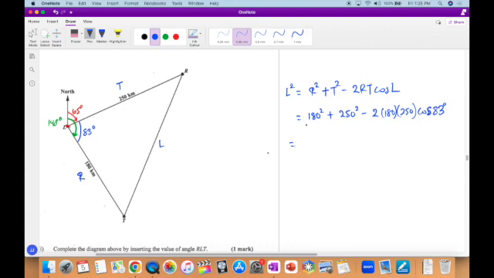So 180 squared plus 250 squared is 94,900, minus 180 times 250 times 2 multiplied by the cos of 83. This works out to be 10,968.24, and of course 94,900 minus that answer.